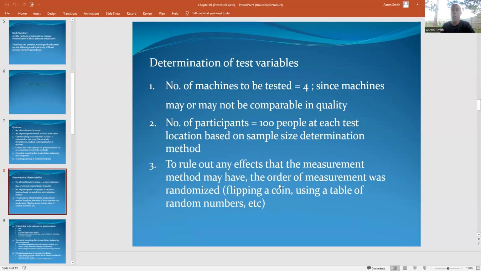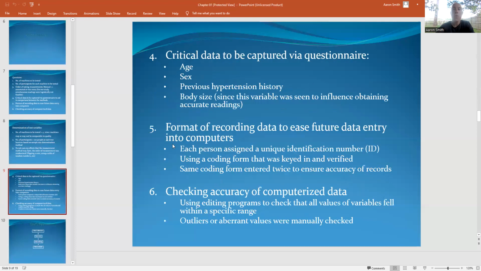So what we're going to do, we're going to flip a coin, and if it's heads, we do manual first and then automatic second. If it's tails, we'll do the automated machine first, manual second, something like that. Or more than likely we would use a random number generator instead of flipping a coin, something to just generate random numbers.